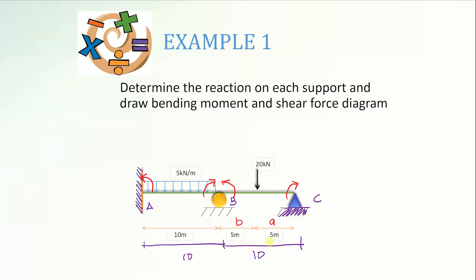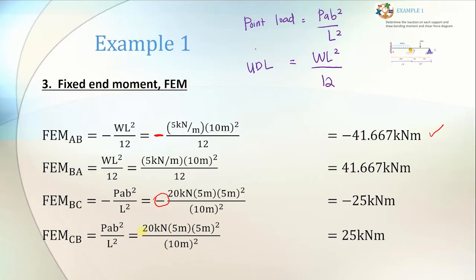Kalau length dia ni dah jadi lain, contohnya ini 4, ini 1 meter, jawapan dia takkan sama. If B ke C, A is here and B is here. If C ke B, A is here and B is here. Dia ada way around. Mana yang you jumpa dulu? Kalau C ke B, tengok dari C, so ini yang the first yang you nampak adalah this one. And this one is the letter B. So 5 meter and 5 meter. Tapi dia positive, so it is 25 kilonewton meter.